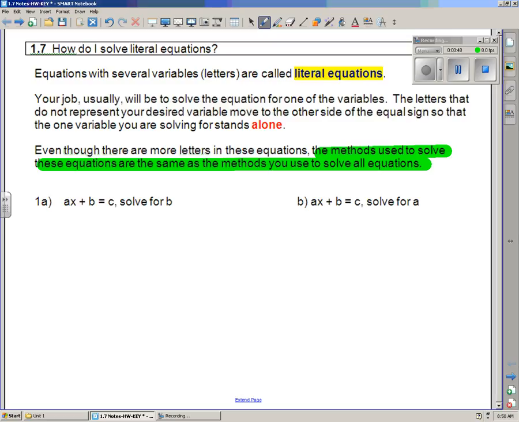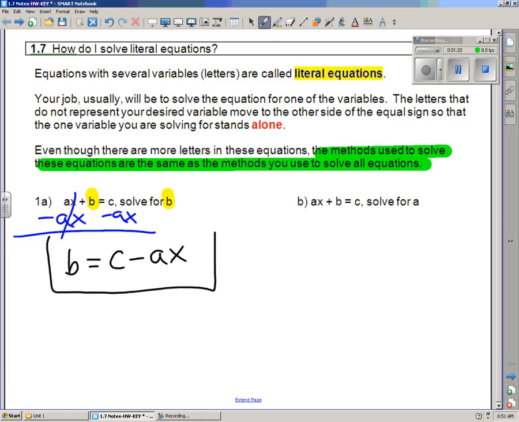We need to solve for the variable b in the first equation. We're looking to solve for b, so everything that's not b has to move to the opposite side. That means AX, that group, has to get to the right-hand side of the equation, and what you need to do is subtract it, because AX minus AX cancels. What you're left with on the left is b, and on the right, you have c minus AX. This would be your answer for the first problem: b equals c minus AX. And you're done. That's it.